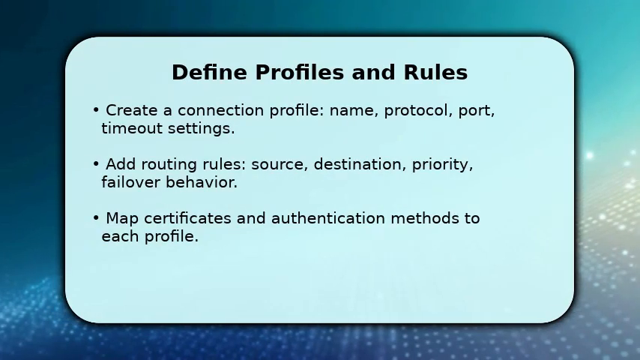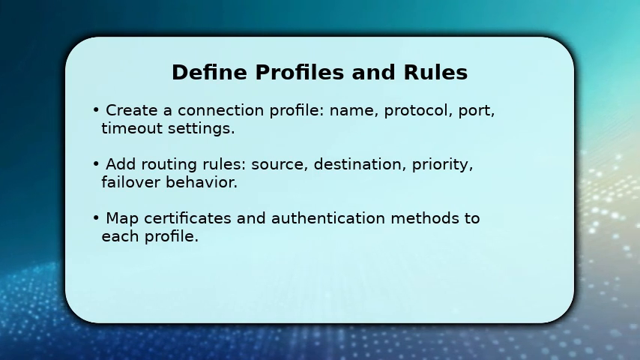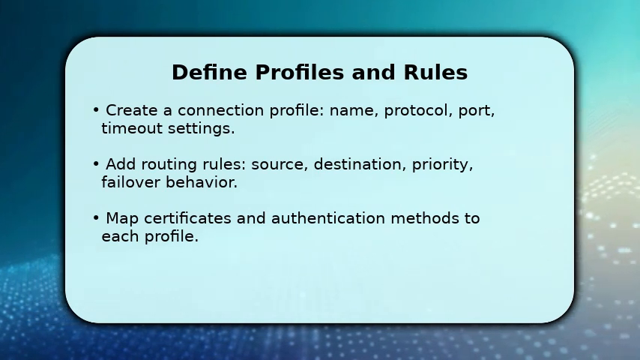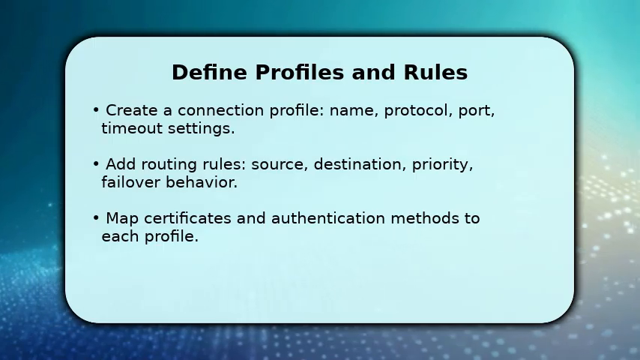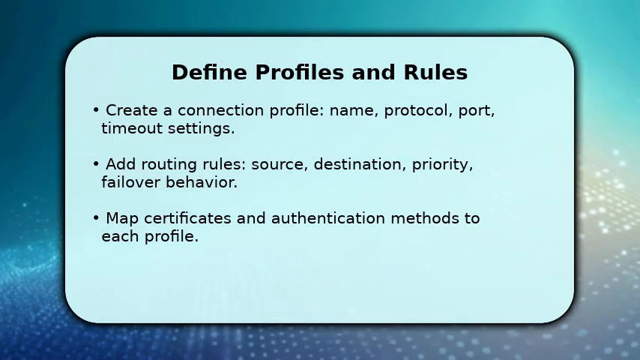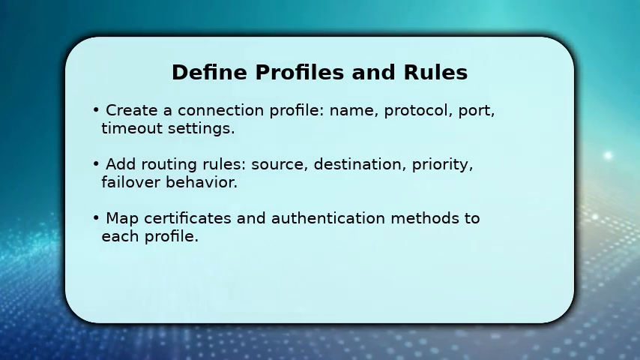Next, you build profiles for each link and define rules that control traffic. Create a connection profile specifying protocol, port, and timeout. This standardizes behavior across links. Then assign routing rules, source, destination, priority, and failover, so traffic shifts predictably under load or outage.